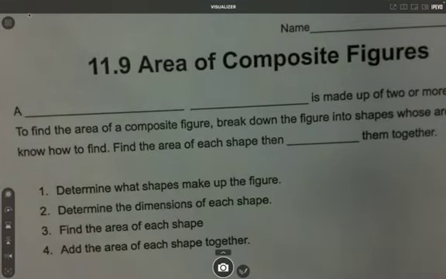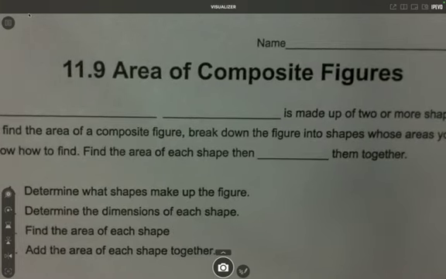So you've done lots of area with things like parallelograms, trapezoids, triangles, quadrilaterals, all sorts of fun things. Today we're going to talk about area of composite figures. That means, well, let's look at the definition.